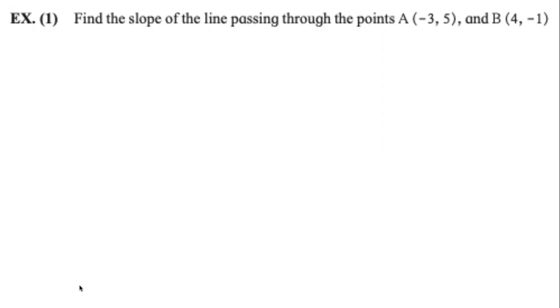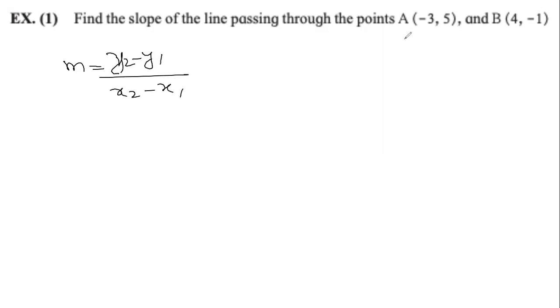Example number 1 on page number 120. A very, very simple and straightforward question. It says, find the slope of a line passing through points A (-3, 5) and B (4, -1). We know by now that the slope of the line is given by m equals y2 minus y1 by x2 minus x1.